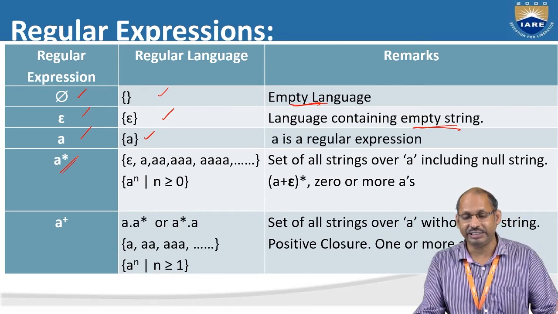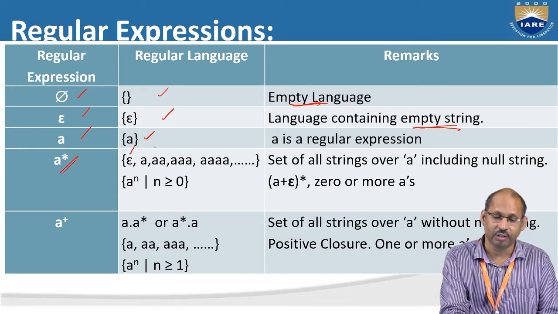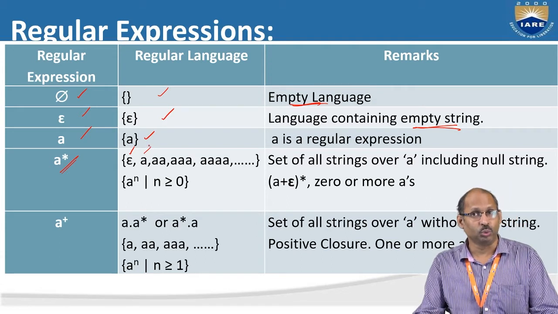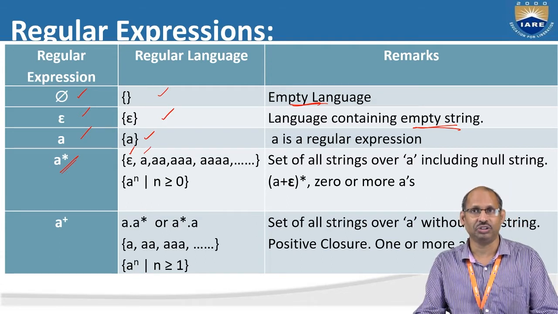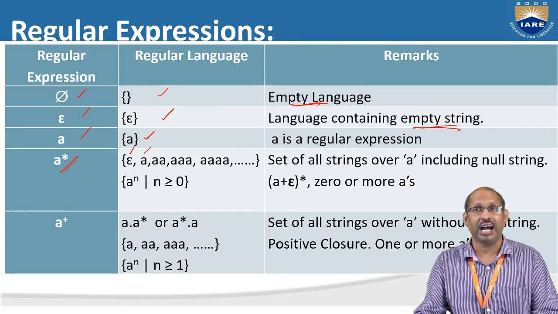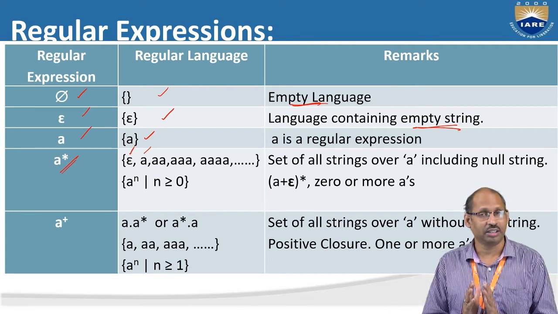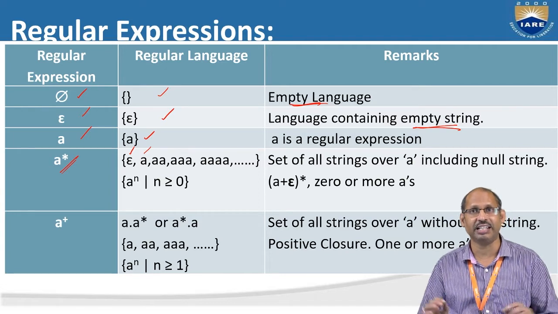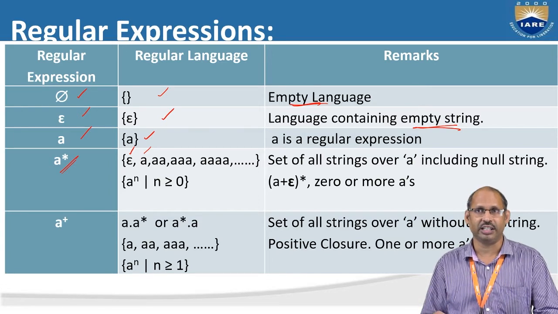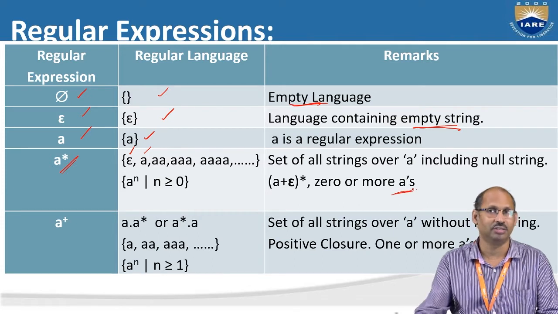A star is a regular expression containing the symbols epsilon, A, 2 A's, 3 A's and so on. It means 0 or more occurrences of the symbol A. What is A star? The closure of A. A star is a regular expression which states 0 or more occurrences of the symbol A.